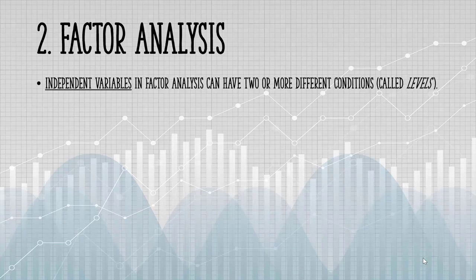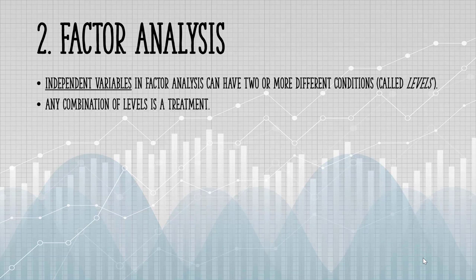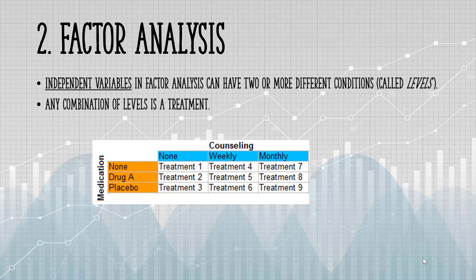In factor analysis, independent variables can have two or more different conditions called levels. Any combination of levels is a treatment. Here's an example of an experiment with 9 treatments. Treatment number 5 is where participants are given drug A weekly. All of the other treatments have different combinations.